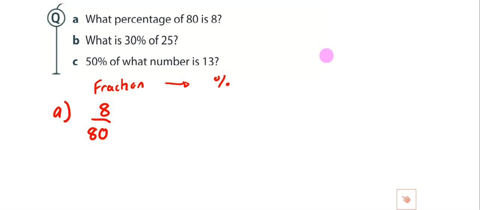Could do it out of hundreds. That would work, wouldn't it? The only problem with that is 80 doesn't go to 100 very easily. Do we have a simple way? We could do what Max was saying, we could simplify first. Yes. But we've probably got a more efficient method at this stage. What can we do?